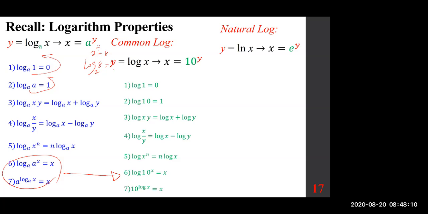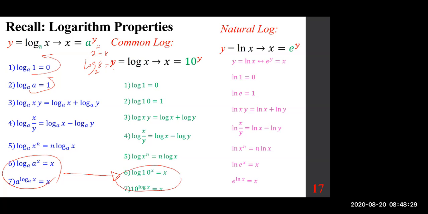Natural log, y equals ln x. We don't write log anymore, we write ln, and it becomes a natural log. So x is e to the power of y. And look at the properties: instead of log, just write ln. Again, these last two are the ones that sometimes students have a problem with. You want to make sure that you can handle that, class. I really can't emphasize this enough.